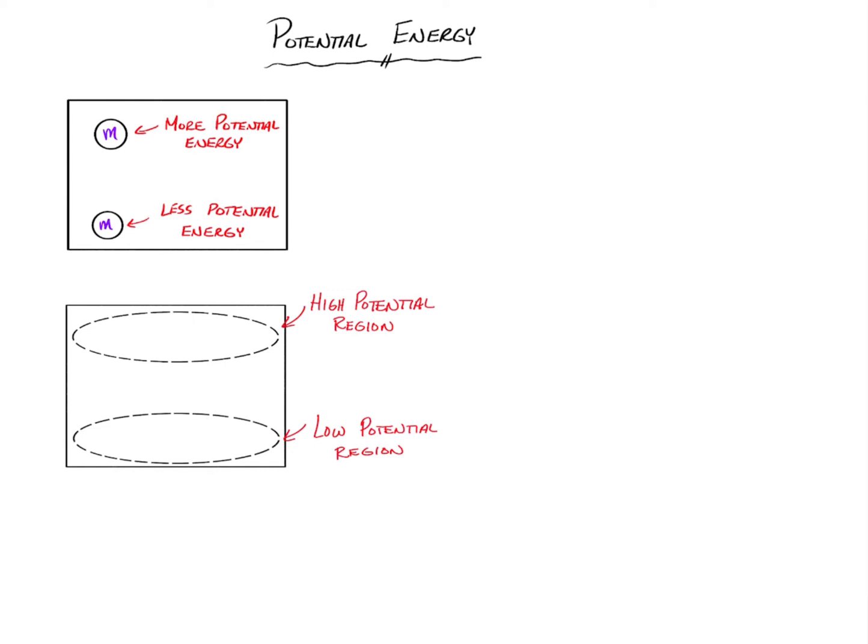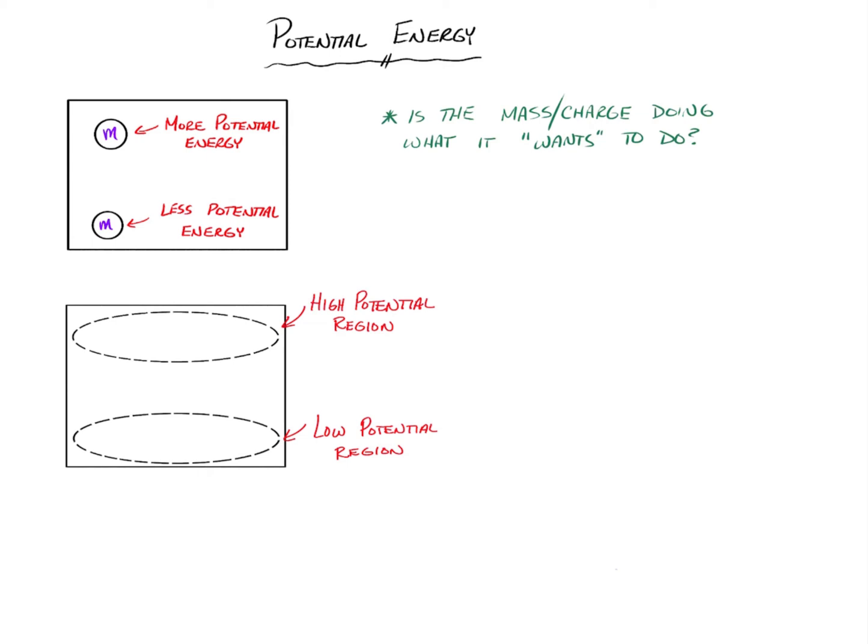Whereas near the floor, we say is a low potential region. If I hold a mass down there, it will get some energy, but not as much as it would near the ceiling. So we simply call that a low potential region. If you take a look here, the masses themselves have the energy. The field has the potential, or the potential regions.